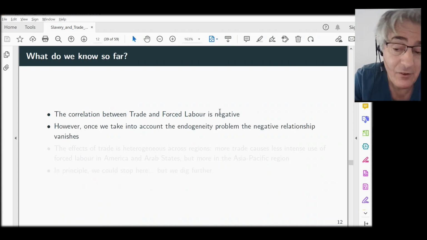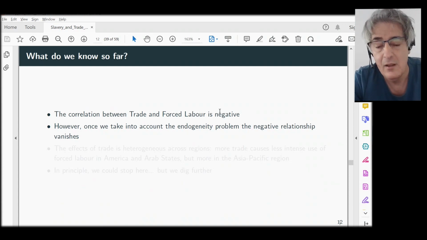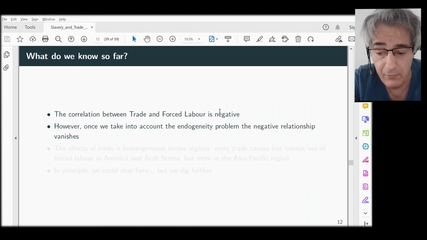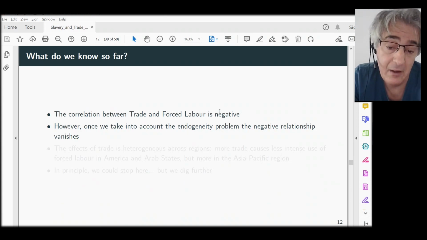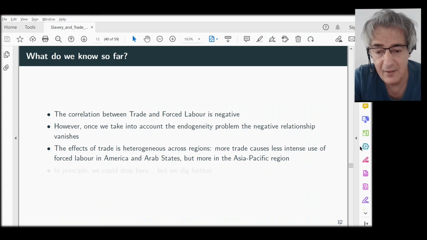When you control for endogeneity, then this relationship disappears, as if there was no direct relationship between international trade and the use of forced labor. And we could stop here. Basically, there's no relationship, fine. However, we knew from looking at the correlations, but this is now confirmed by our analysis, that this relationship varies across the regions.